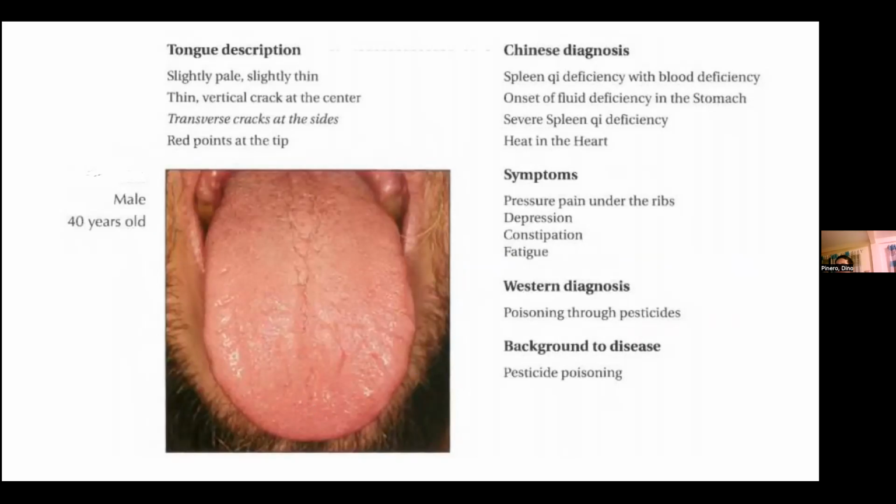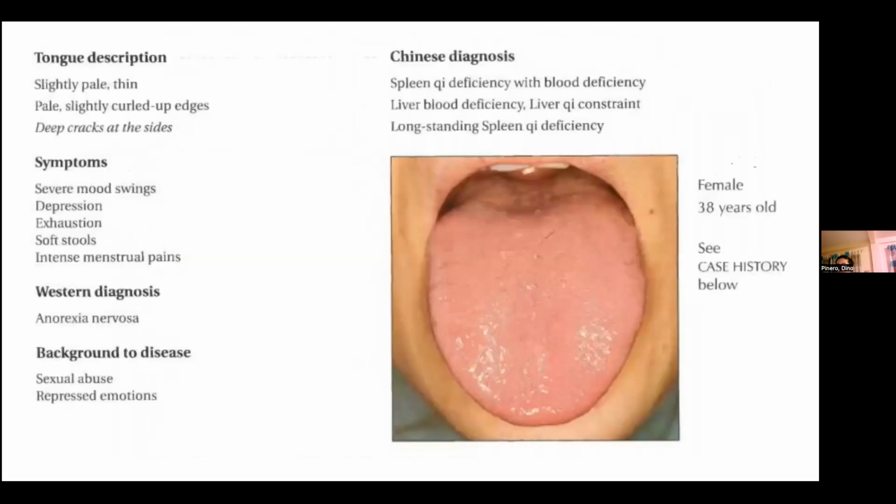Ang symptoms ng patient, there is pressure pain under the ribs, there is depression, may constipation, and fatigue. Sa Western diagnosis, there is poisoning through the pesticides. Sa background to disease, pesticide poisoning. Okay? So next patient, we have a female, 38 years old.